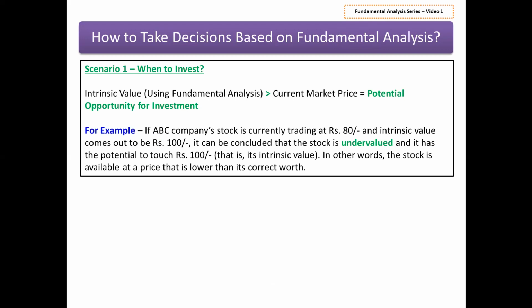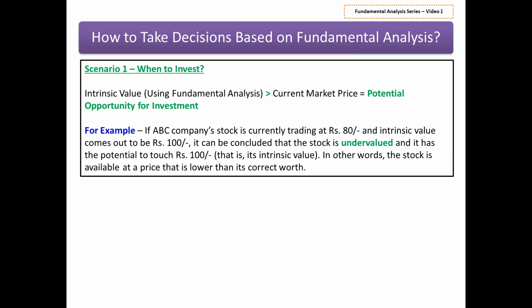This scenario we have explained with the help of an example that we will share with you right now. So we have mentioned here that let us say you have to buy the stock of a company named ABC, and currently it is trading at a price of rupees 80. So the current market price of the stock is rupees 80. And after doing the fundamental analysis, you have identified that the intrinsic value or the correct worth of the stock should be around 100 rupees. It means that the stock is currently trading at a price that is 20 rupees less than its actual worth. So the stock has a potential to go up by 20 rupees.